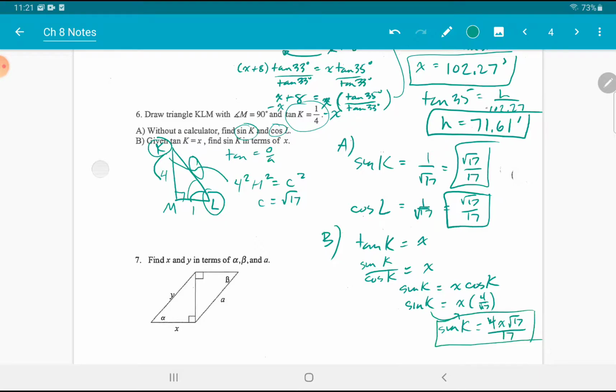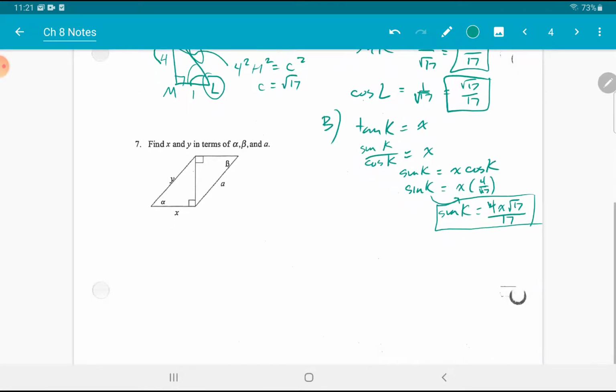Okay. All right, one last problem that we'll do together, and that'll conclude our 8.1. Everything else you'll do in class. So find x and y in terms of alpha, beta, and a. So let's go ahead and do that. Now, as I look at this problem, I do notice that there's two triangles here. They both share a common side. Let's go ahead and call that h. I think that's what we'll need. We'll need to figure out how we can use that h value, because that's what they share in common.